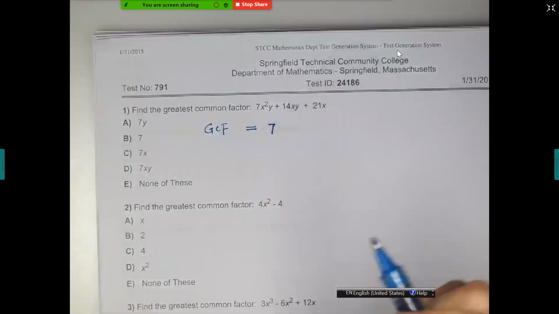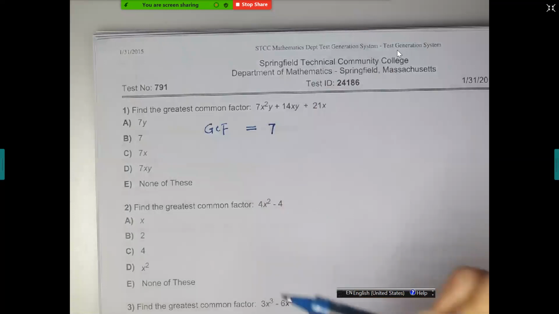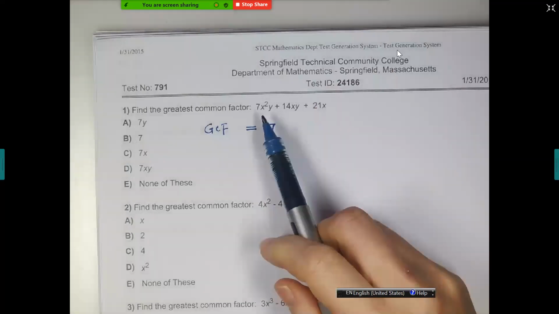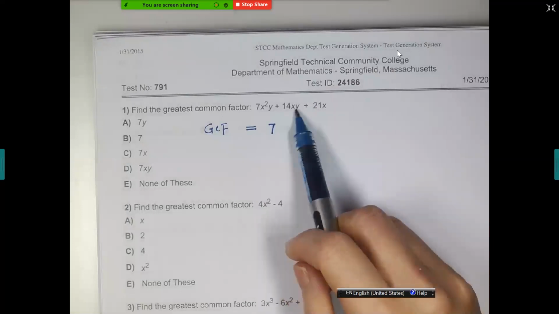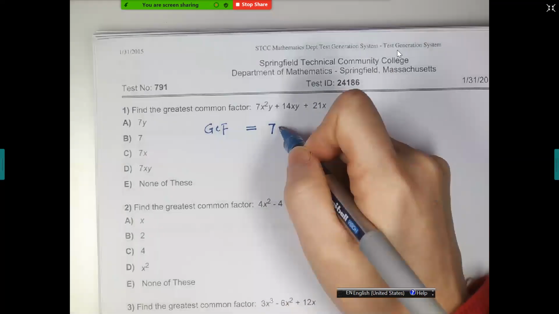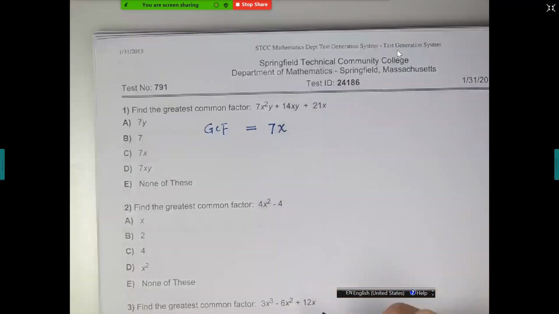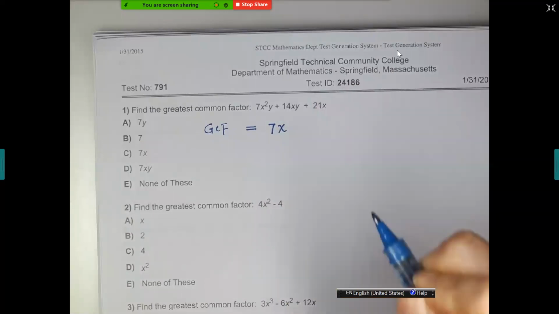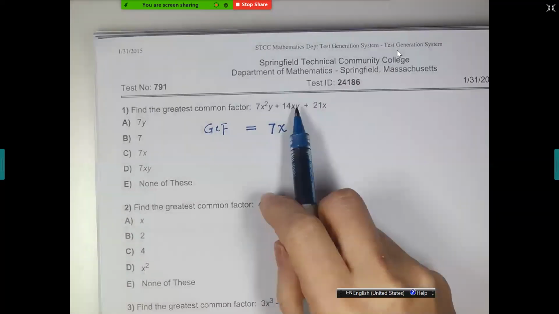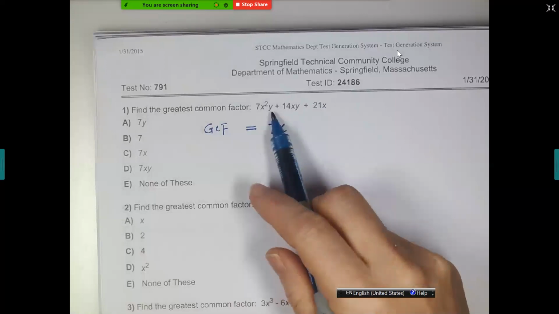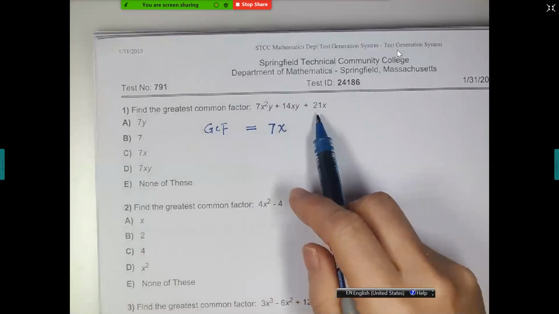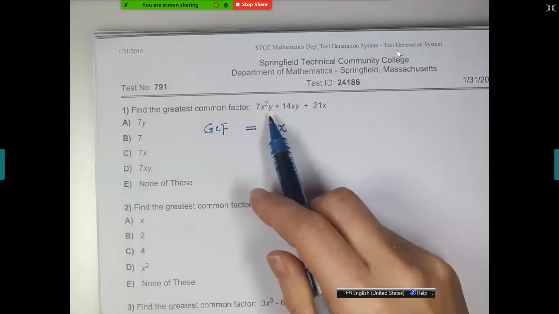So I started with the number first, then check variable by variable. And I see variable x, then I will check, do they all have x? I see x squared, x here. If all of them have the same variable, then we'll write down the variable and use the smallest exponent: 2, 1, 1. Then 1 is smallest, so x is the common part. What else? There is y here, there is y here, there is no y. So y is not a common factor. So 7x is the GCF for all of the three terms.